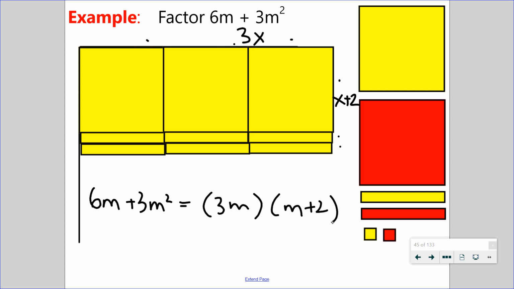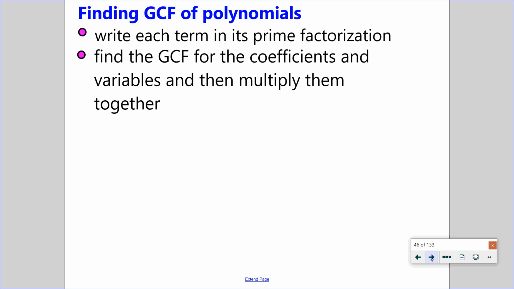And I can check to see if that's right just by doing the distributive property. 3m times m is 3m squared. 3m times positive 2 is 6m, and I see I get what I started with. So that is factored correctly. And it's closer in shape to a square than if I did them one on top of the other all the way down. So moving away from factoring with tiles, we need to talk about the greatest common factor.